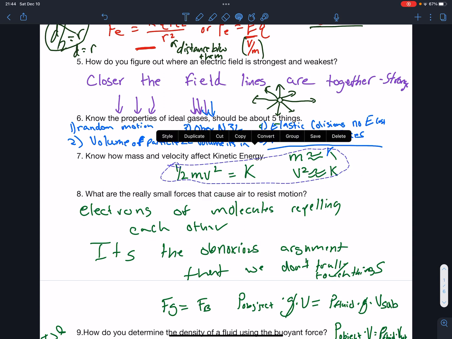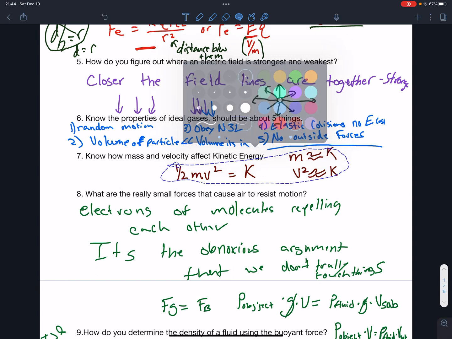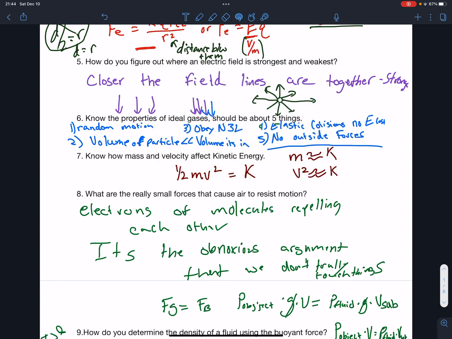We talked about this a little bit earlier. So whenever we discussed this earlier, we said that the mass is directly proportional to the kinetic energy, and the velocity is squared proportional to the kinetic energy. And I suppose another way to write that is that the velocity is proportional to the square root of the kinetic energy. The important thing to know there is that if I double the mass, I'm going to double the kinetic energy. But if I double the velocity, I'm going to quadruple the kinetic energy.